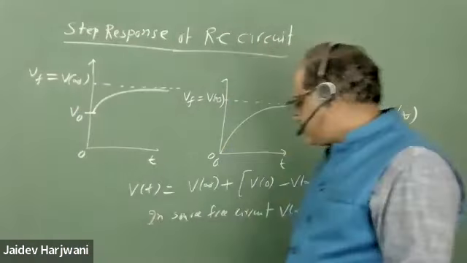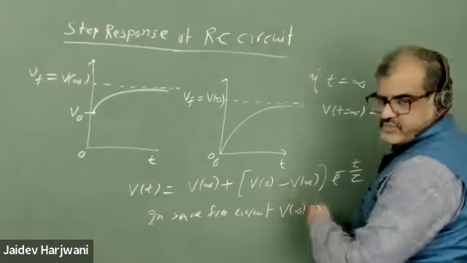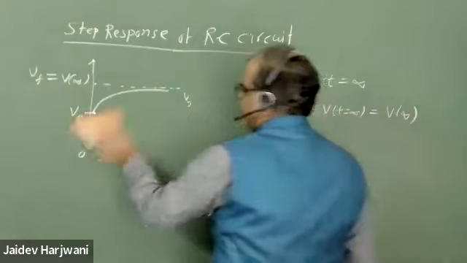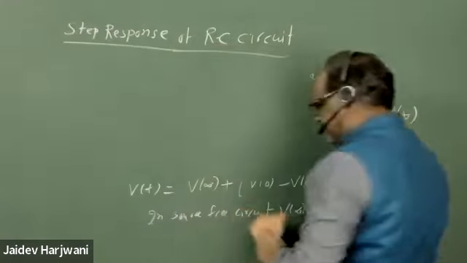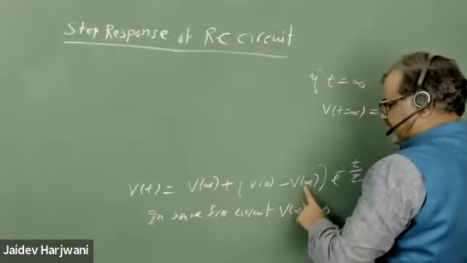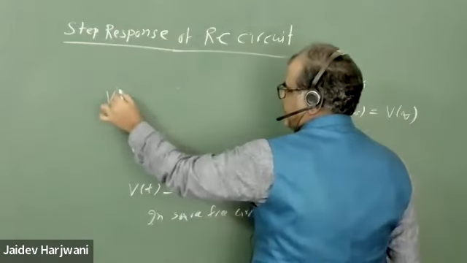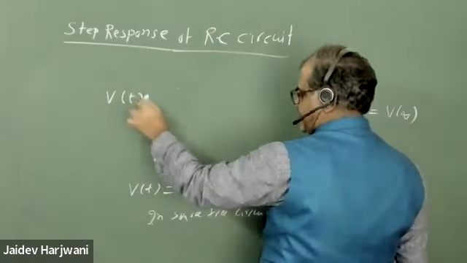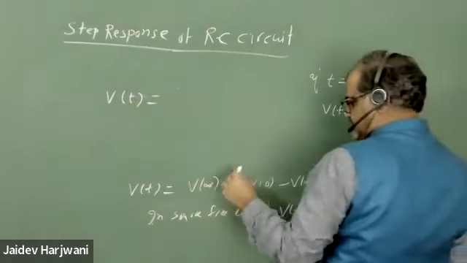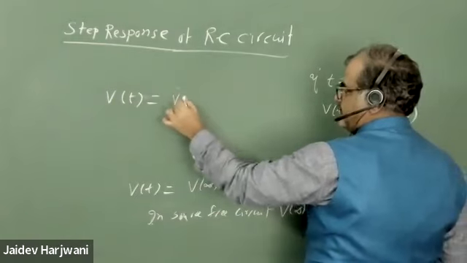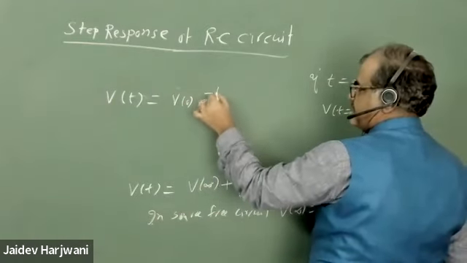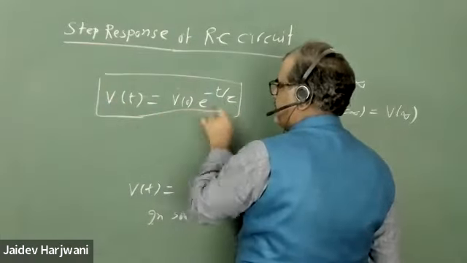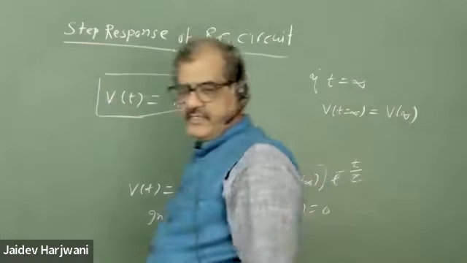Source free circuit. So if I put V infinity equal to 0 in this equation, that will give me the same solution that we have done for the source free circuit. So if I put V infinity equal to 0 here, what do I get? I get V at t is equal to V 0, e power minus t by tau. It's the same equation that we derived for the source free circuit.